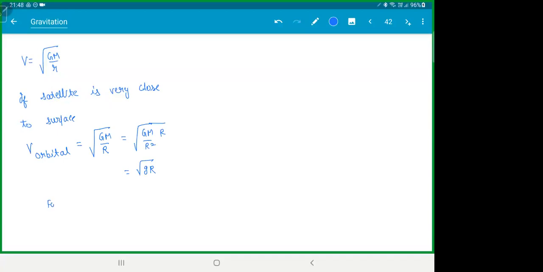So for Earth, the orbital velocity is approximately 7.92 kilometer per second. If something wants to go around the Earth at surface level, maybe 10-15 kilometers also, you need a speed of 7.9 kilometers per second. You're going pretty fast actually.